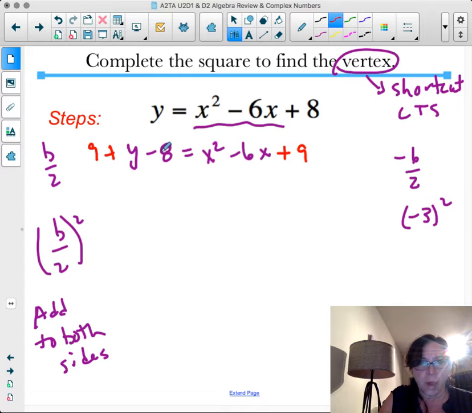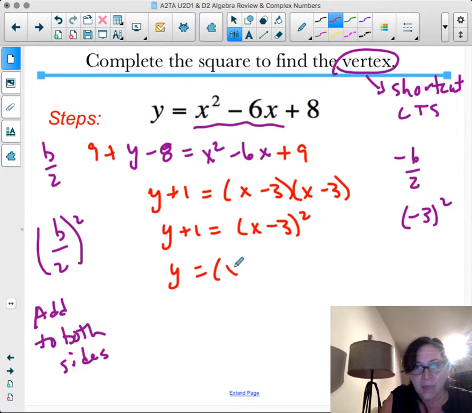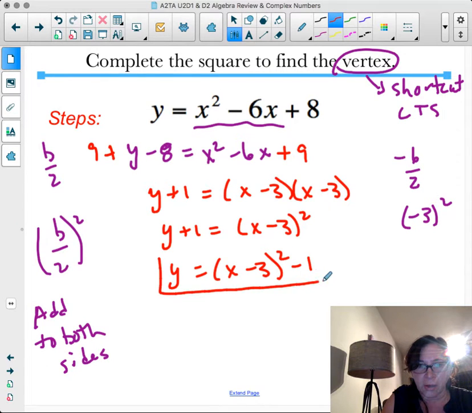Okay, so what is this going to be? y plus 1 is equal to, and this will be x minus 3 times x minus 3. This is always going to be a perfect square here. So y plus 1 equals x minus 3 quantity squared. To put this in vertex form, we want to move that 1 over, that's all. y equals x minus 3 quantity squared minus 1. This is what we call vertex form.